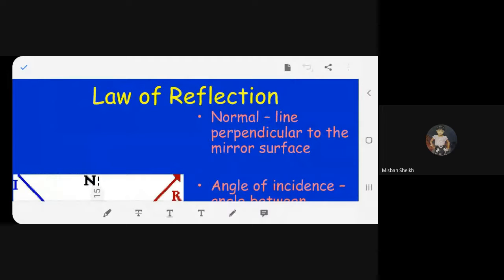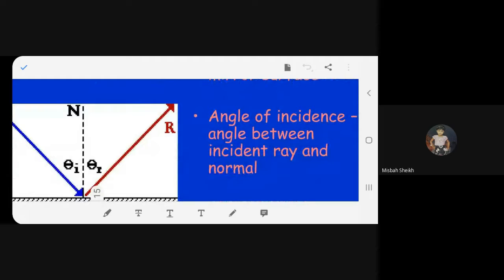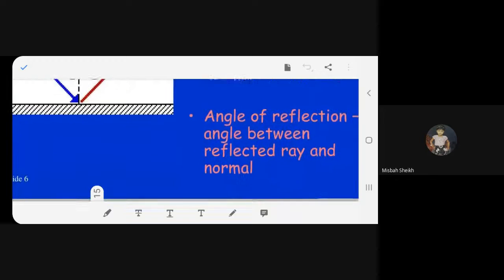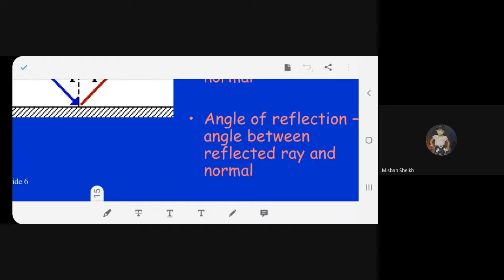Law of reflection. Normal line: perpendicular to the mirror surface. Angle of incidence: the angle between the incident ray and the normal. Angle of reflection: the angle between the reflected ray and the normal. Fine. So now in this slide, what have we learned? We are learning about the normal, and about the angle of incidence and angle of reflection.